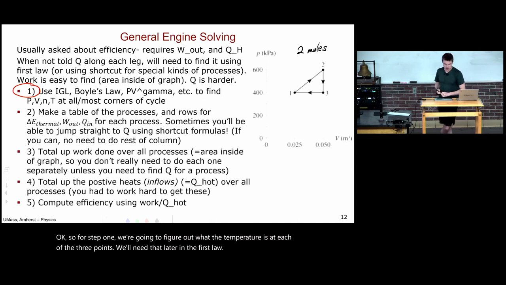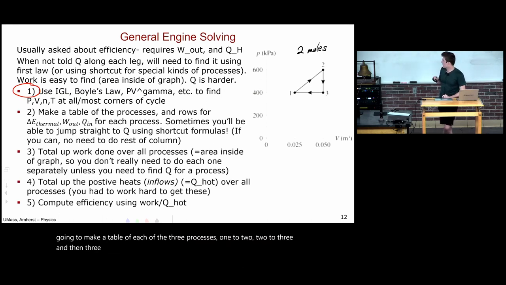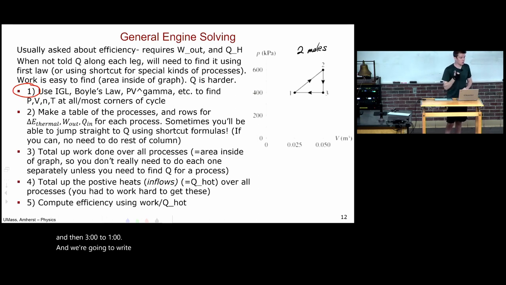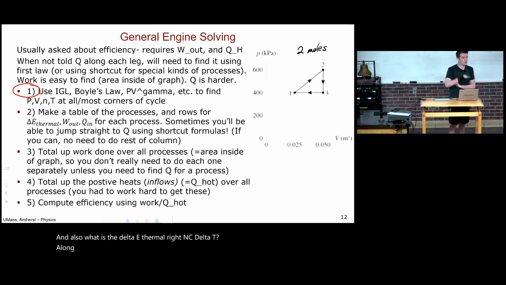General strategy: once we have those temperatures, we're going to make a table of each of the 3 processes, 1 to 2, 2 to 3, and then 3 to 1. We're going to write down the work done along the process, and also the delta E thermal, nC delta T, along each process. From that, we'll get the heat along each process. As soon as we have the heat along each process, the problem is essentially done.